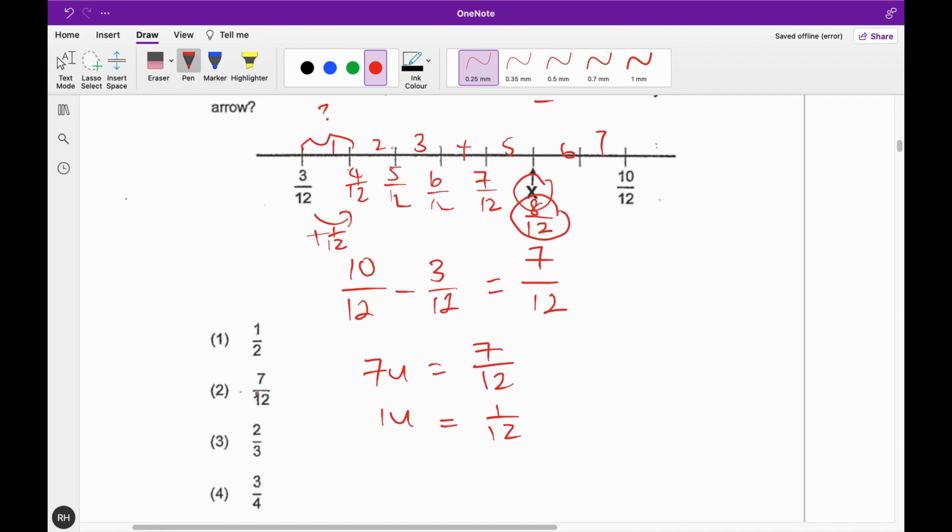Back to the options, we don't see 8 out of 12, so what we should do is to simplify 8 out of 12. So how should we simplify? Okay, we can divide by 4 for the numerator and divide by 4 for the denominator. So 8 divided by 4, we have 2. 12 divided by 4, we have 3. So answer will be 2 out of 3, option 3.